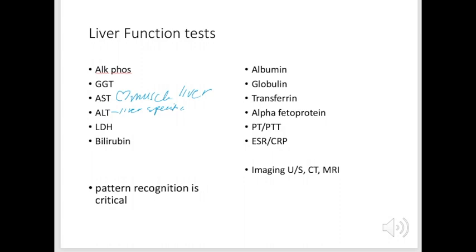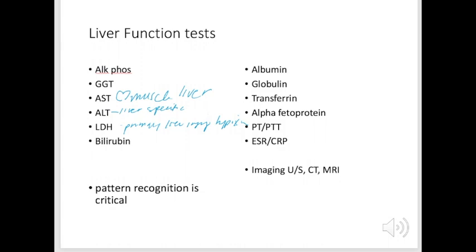Lactate dehydrogenase. This is an isoenzyme that is elevated in hypoxic and primary liver injury. Then we have bilirubin, so unconjugated or conjugated, looking at direct or indirect, and then that process, whether it's involved with hemolysis, which is lysis of those red blood cells, or hepatocellular injury or obstruction.